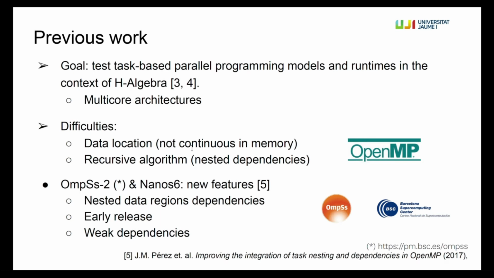So we needed to move to OmpSs-2 and the associated runtime Nanos6 to be able to leverage new features such as nested data regions dependencies, early release of tasks, and weak dependencies annotation to be able to deal with all these and reach the good speedup I showed in the previous slide.